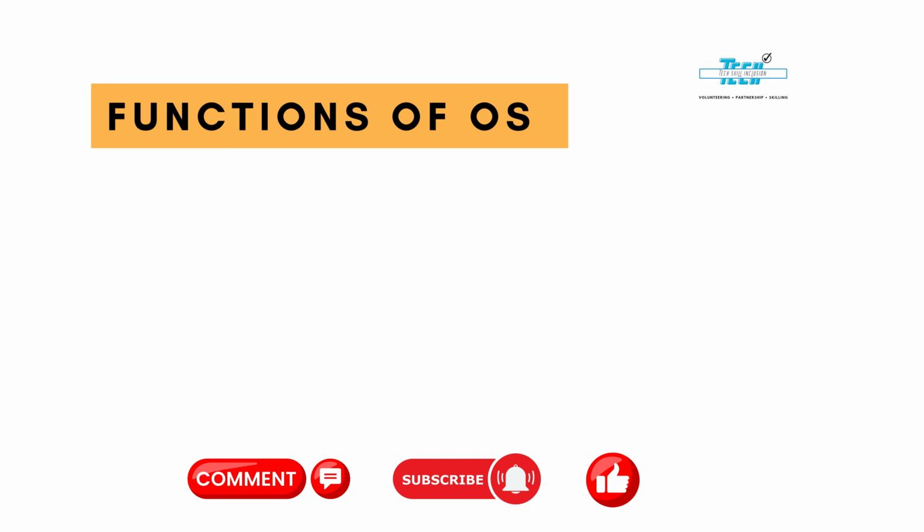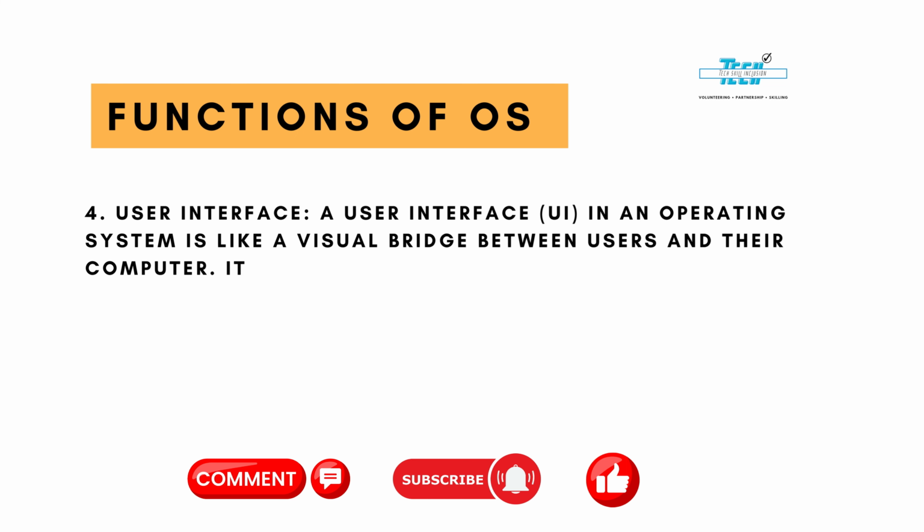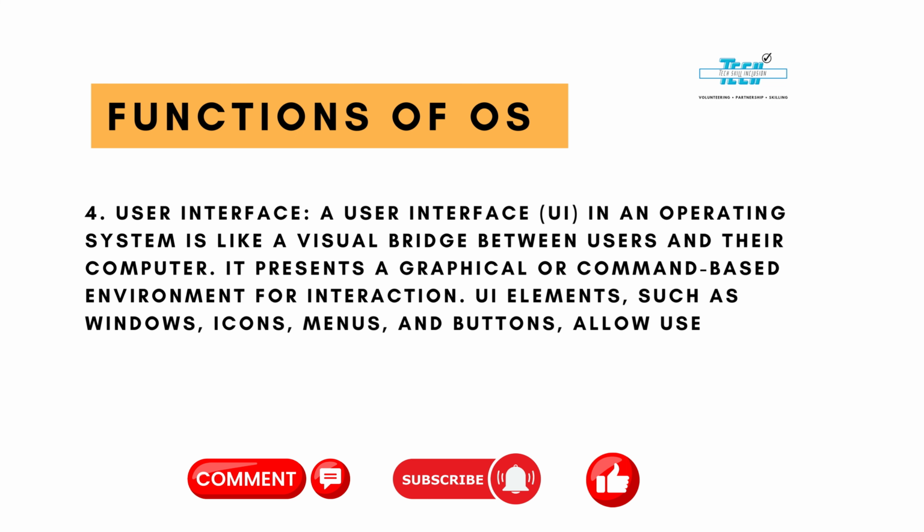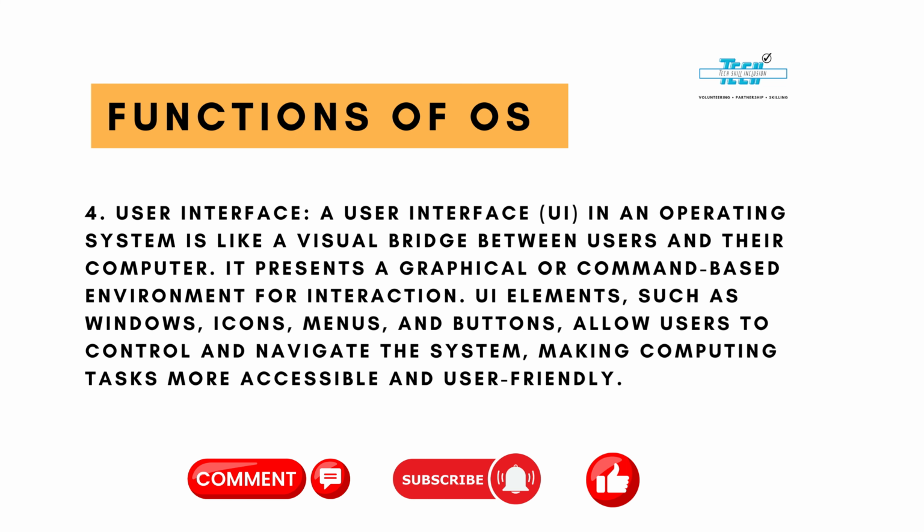And we have the user interface, which is the UI. It's basically what you can see, like when you're using an application, the buttons you can see, the color, the functions of whatever operating system or application you're using. That's what the user interface is. A user interface is like a visual bridge between users and their computers. It presents a graphical or command-based environment for interaction.